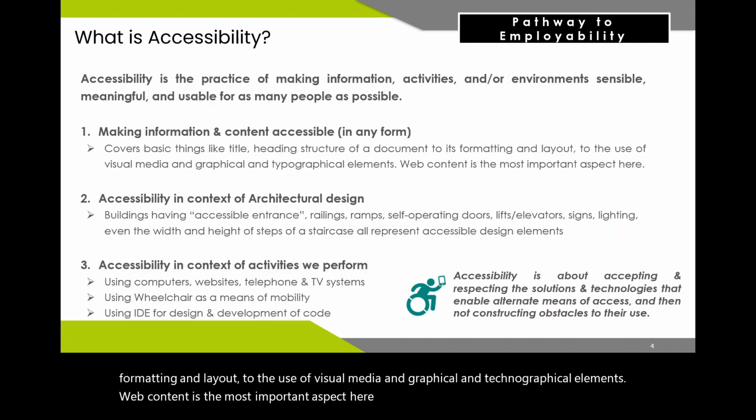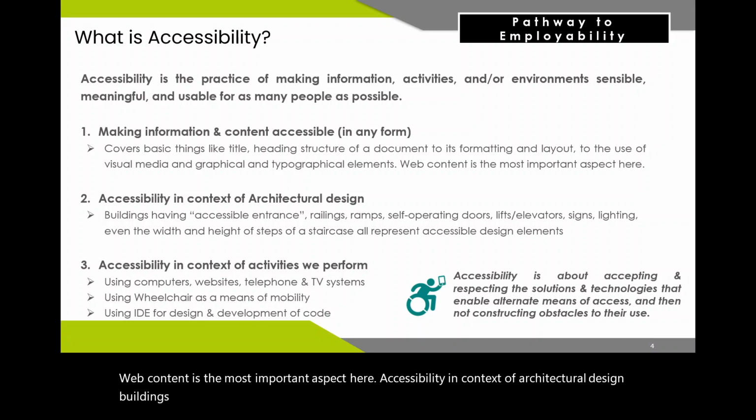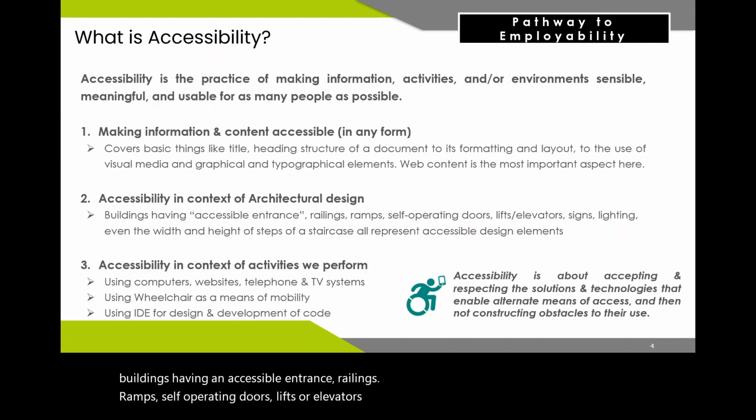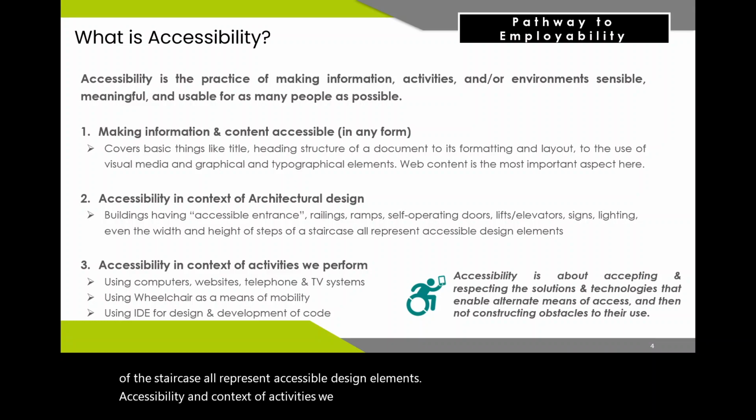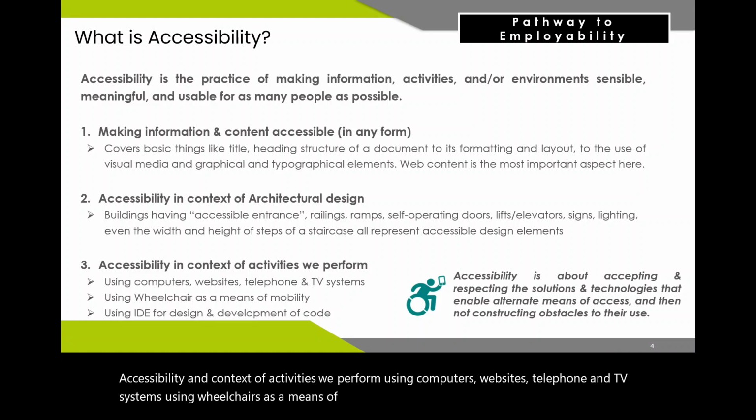Accessibility in context of architectural design. Buildings having accessible entrance, railings, ramps, self-operating doors, lifts or elevators, signs, lighting, even the width and height of steps of a staircase all represent accessible design elements. Accessibility in context of activities we perform. Using computers, websites, telephone and TV systems. Using wheelchair as a means of mobility. Using IDE for design and development of code.